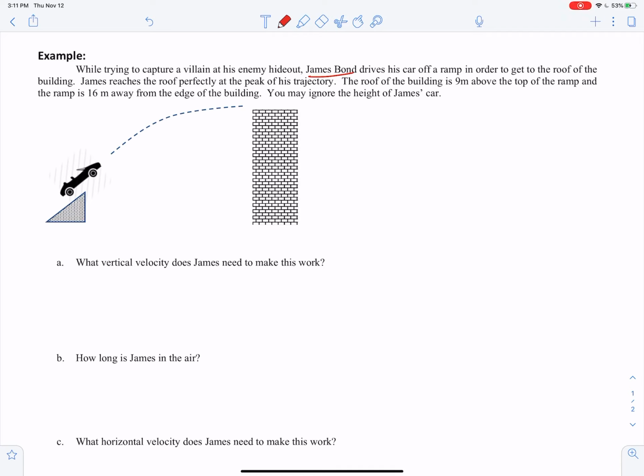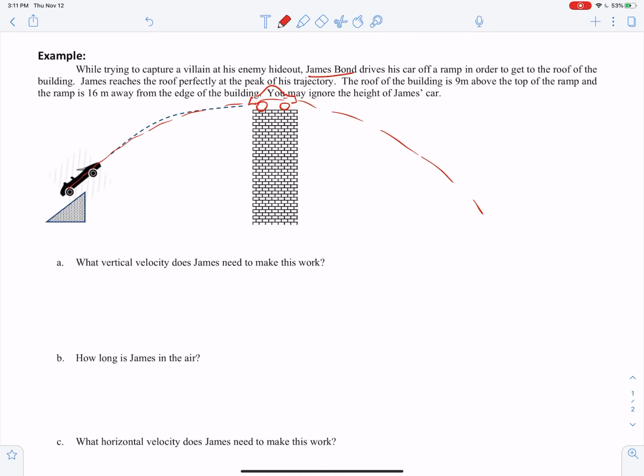All right, so first of all, we're told that James reaches the roof perfectly at the peak of his trajectory. So imagine that the building, here's the building, was not there. James's trajectory would then be kind of like this. It would go over the building and then come back down on the other side. And so when James reaches the roof, the car is going to be up here, like the peak of a longer trajectory if it were to extend past the building.